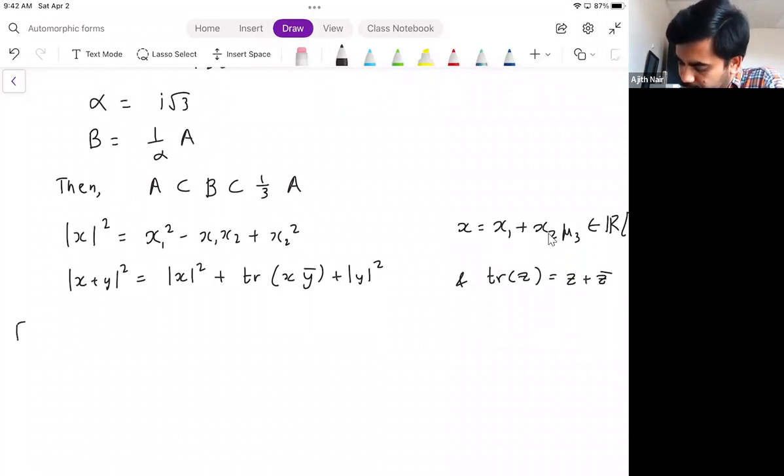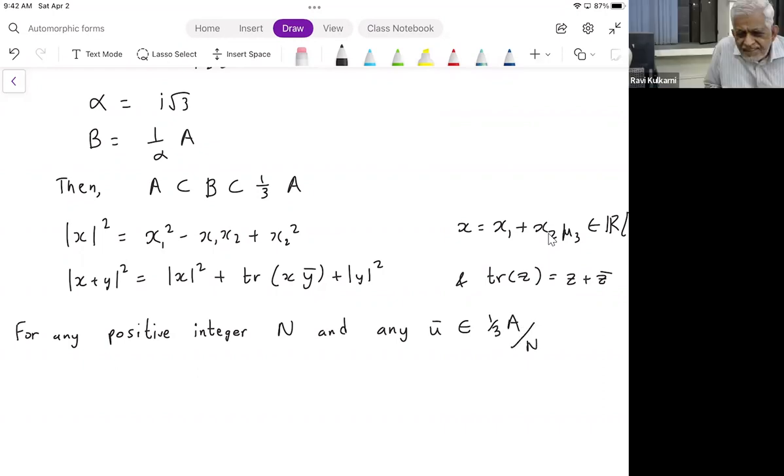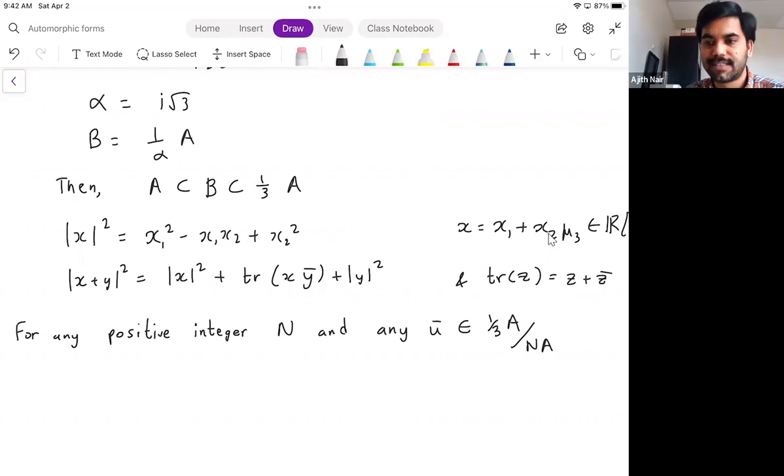So for any positive integer n, and any u bar which is in the quotient group 1 over 3A. Is Z bar just the complex conjugate? Yes, Z bar is the usual complex conjugate.